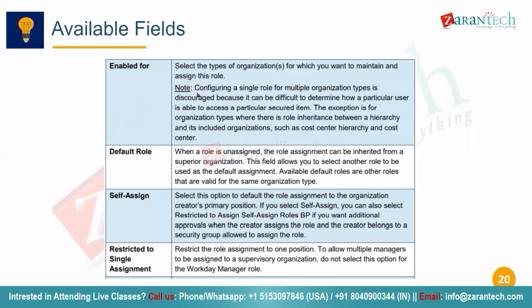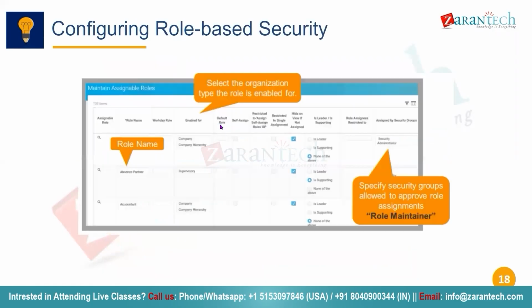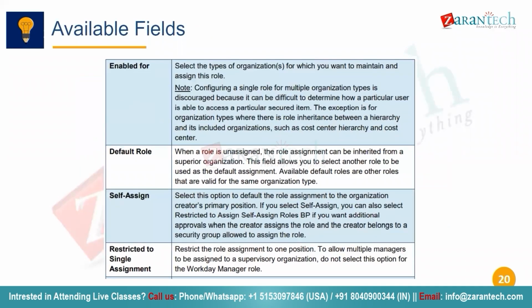Enable for, so this field is the most important field. You want to enable this for which organization, what is the type of organization for which you want to maintain and assign this role. So that is how we can mention it based on our company hierarchy, supervisory, or the location hierarchy, different kinds of fields we have. We can just enable that using this.